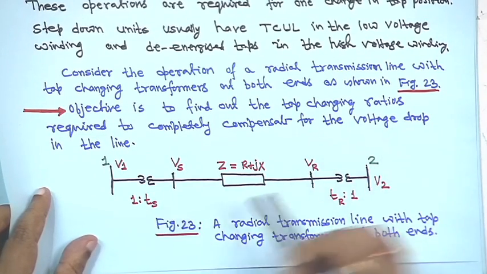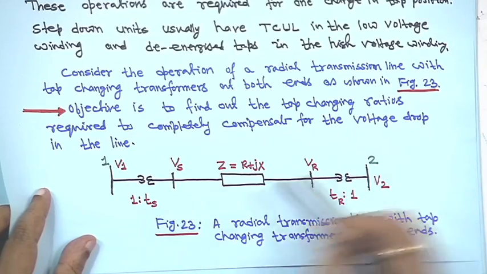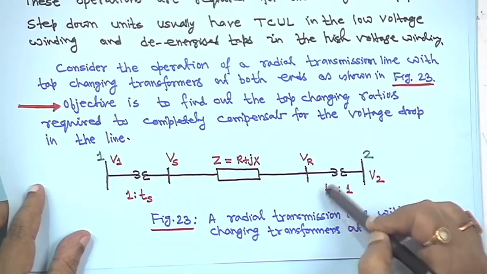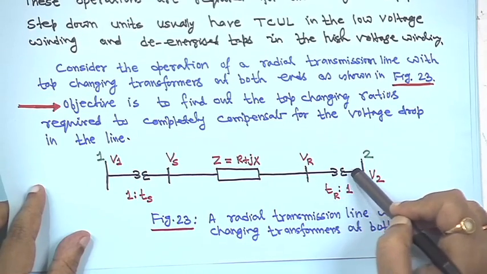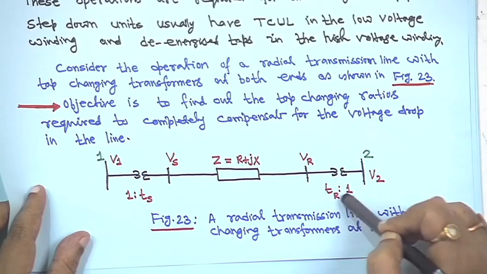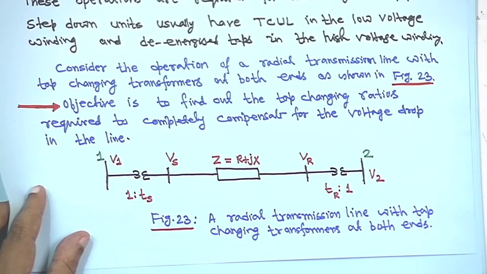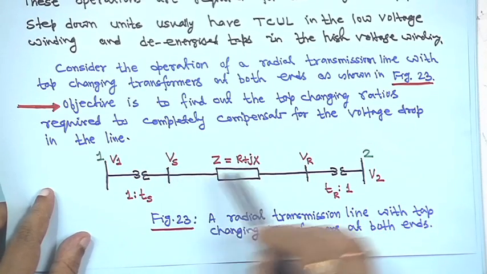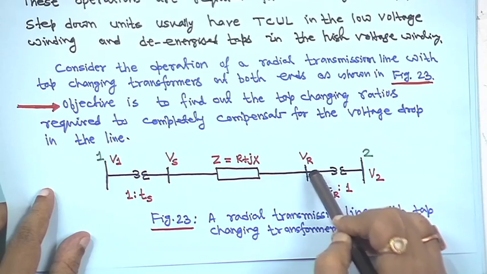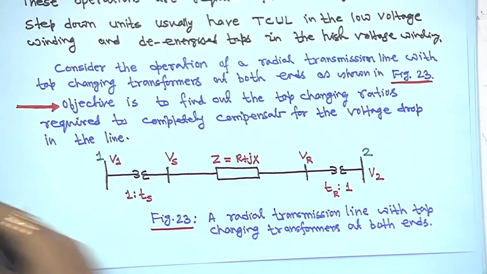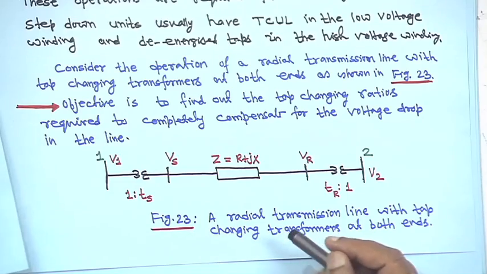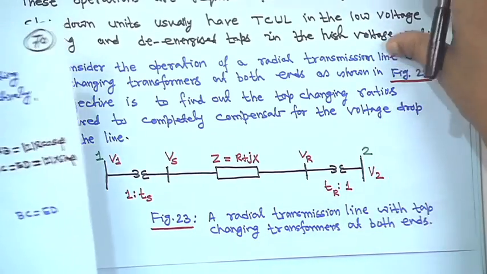So, you have to find out TS and TR both. This is 1:TS, and when you look at this transformer, you should look from this side, so it is 1:TR. On this side it is also 1:TR, and this is the line impedance, Z equal to R plus jX, with the sending end voltage and the receiving end voltage. This is a radial transmission line. Later we will see this for the transmission system, after all these voltage control methods.